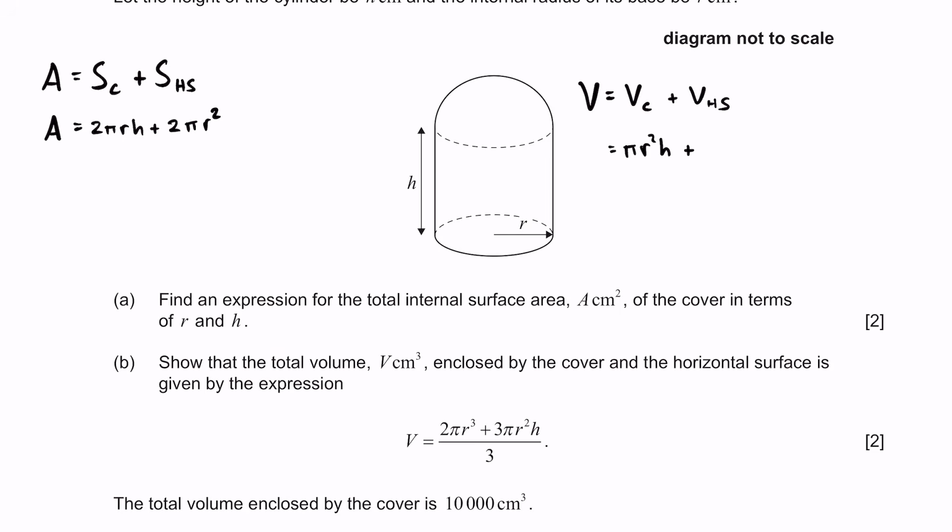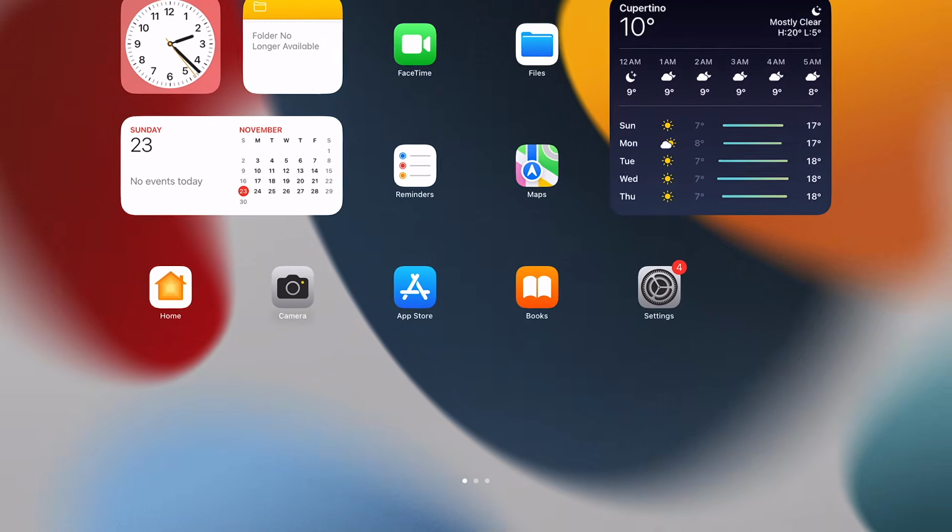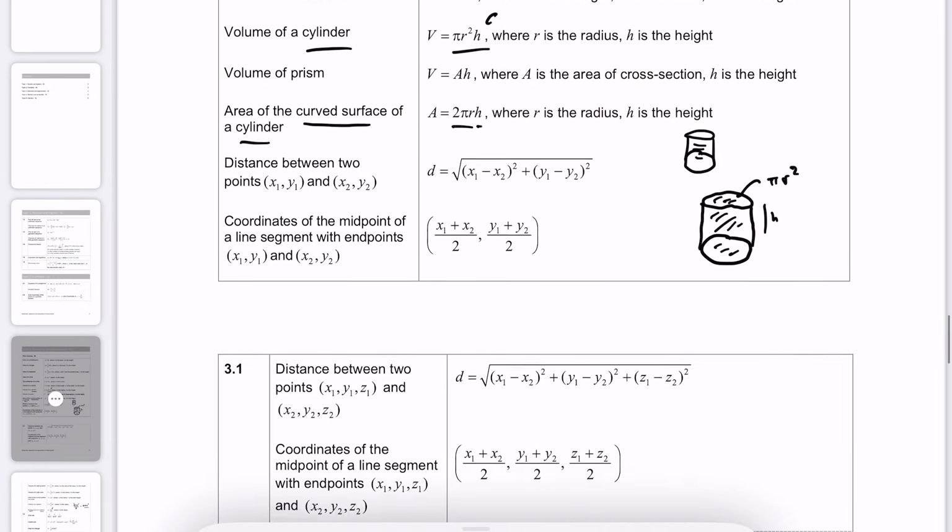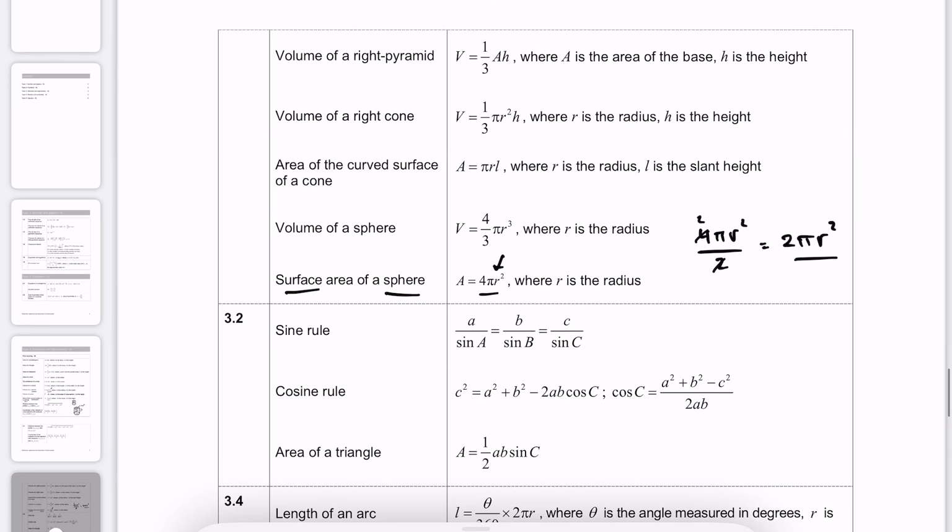And what about the volume of a hemisphere? Moving down a little here, the volume of a sphere is equal to 4 over 3 pi r cubed. It's right here. But once again, we're going to need to divide that by 2. 4 over 3 pi r cubed is the volume of an entire sphere. We don't have a sphere, we only have half of it. So we're going to need to divide this by 2.